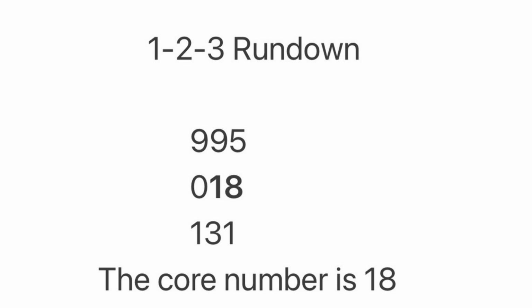Now, with 995, that's the number that came out. So we're going to use that 995 and build from there. With the 1, 2, 3 rundown, you're just going to take the first row going down underneath the 9 and just add by 1. So it's 901. Now, for those of you that don't know the lottery math, you just use the 0.